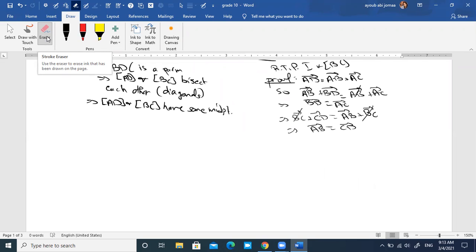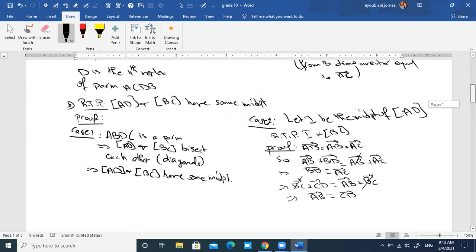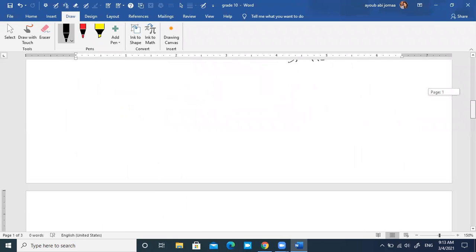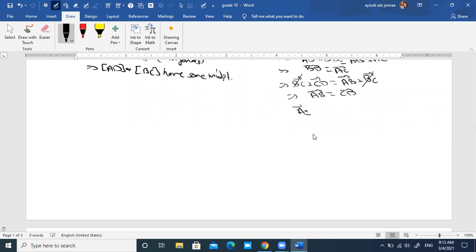Now let I be the midpoint of AD. I is the midpoint of AD. So AI is equal to ID. So AB plus BI is equal to IC plus CD. So here insert point B on AI and point C on ID. Here insert point C.